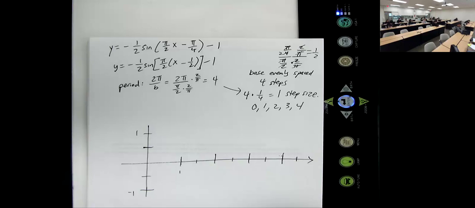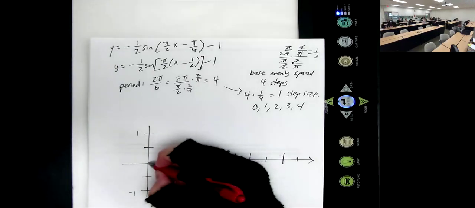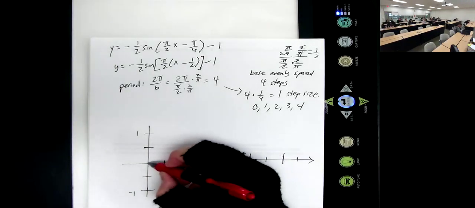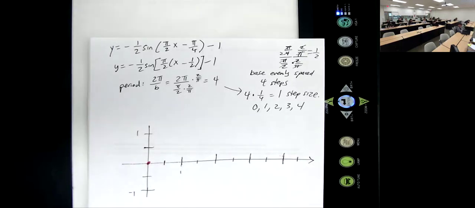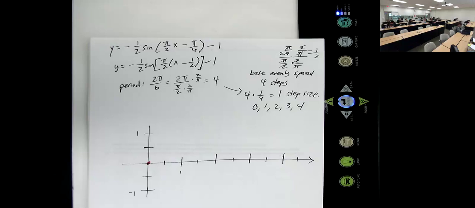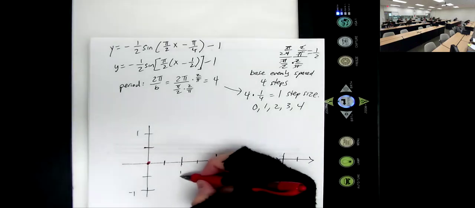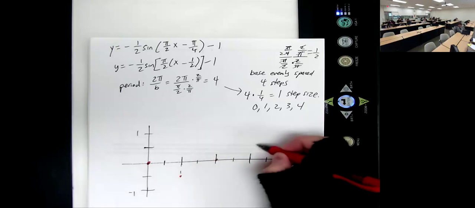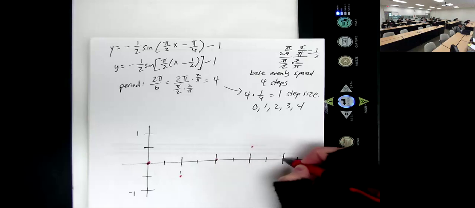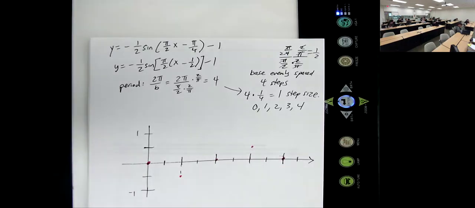Base points. Do I start high, middle, or low? Yeah, middle. Am I going high or low for the next part? Yeah, we're gonna go downward, and we're only going down 1/2, not a full 1. So my base points would look like that.